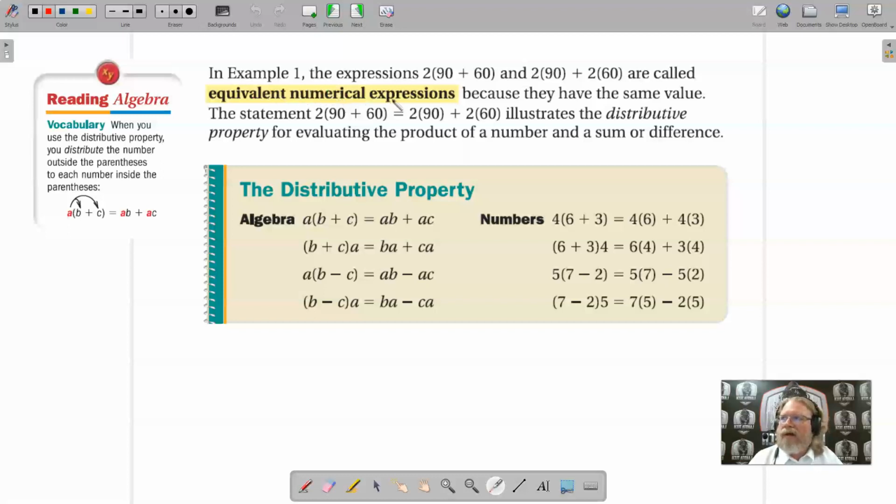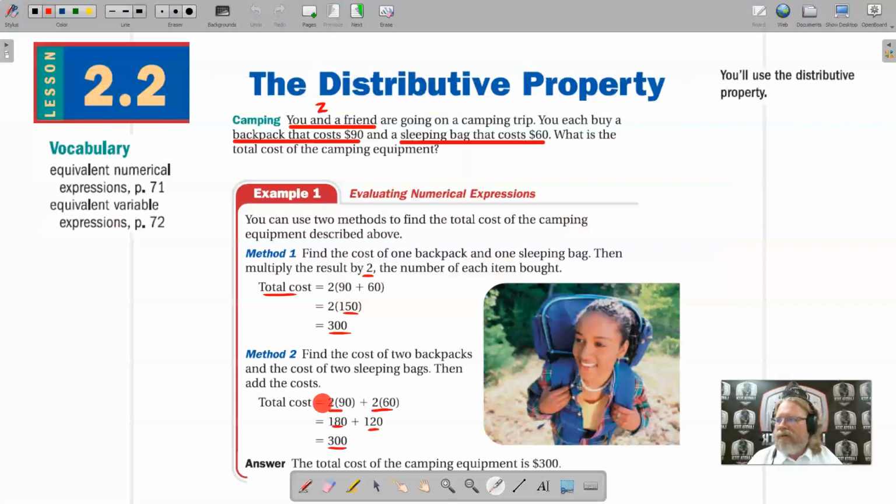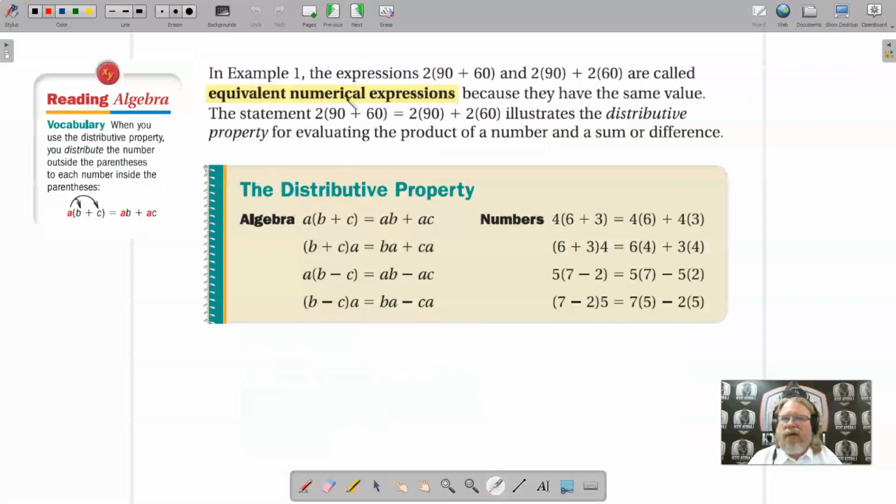So equivalent, numerical, and expressions because we didn't have the equal sign involved. I know we had the equal sign here, but this right here is an expression, and we evaluate that. So therefore, they are equivalent numerical expressions because they have the same value. The statement 2 times the quantity of 90 plus 60 is equivalent to 2 times 90 plus 2 times 60. It illustrates the distributive property for evaluating the product of a number and a sum or difference.